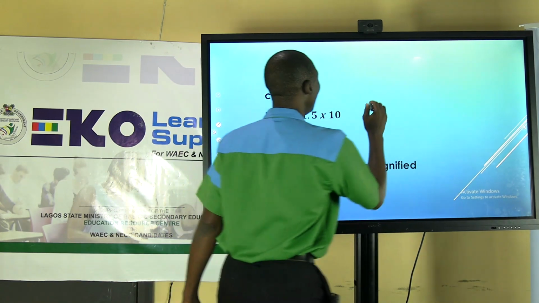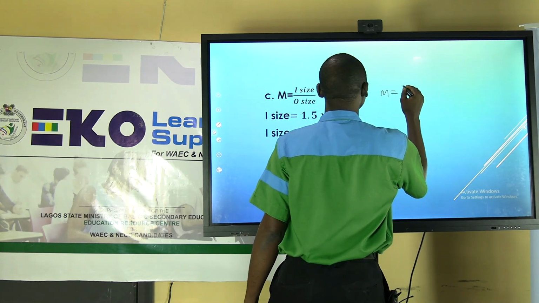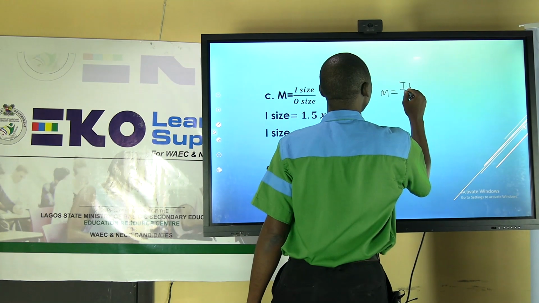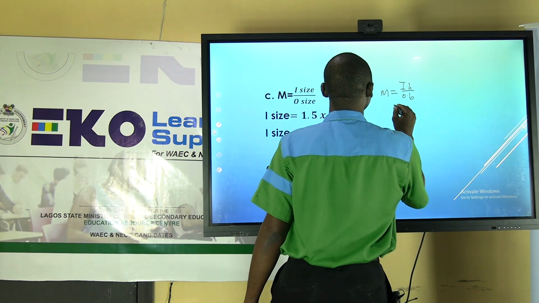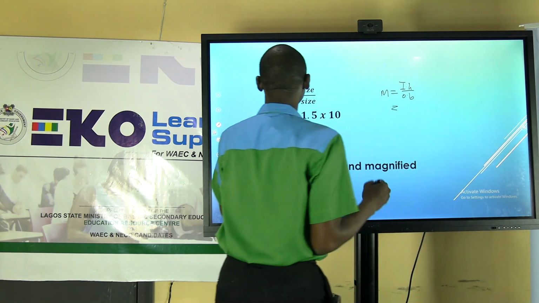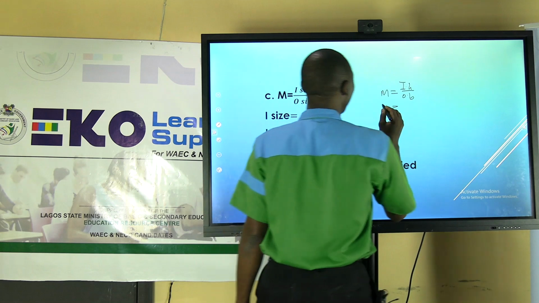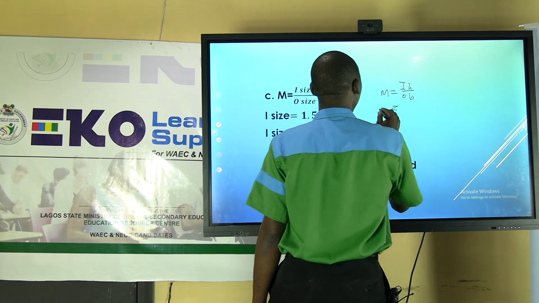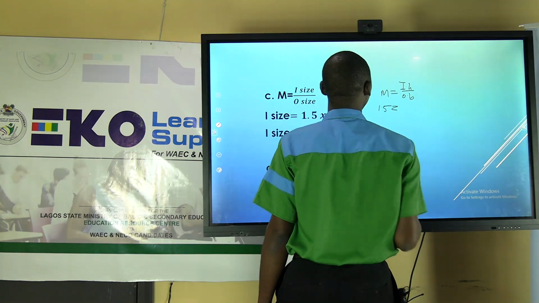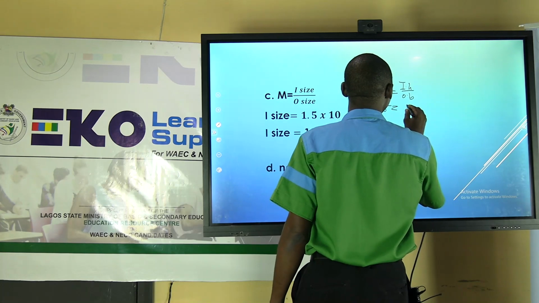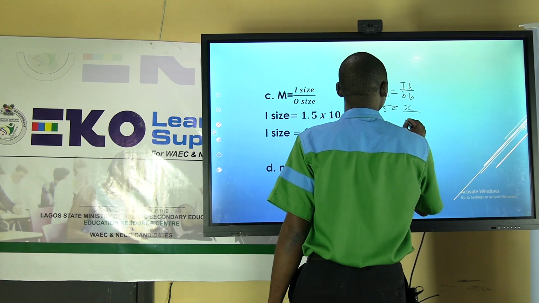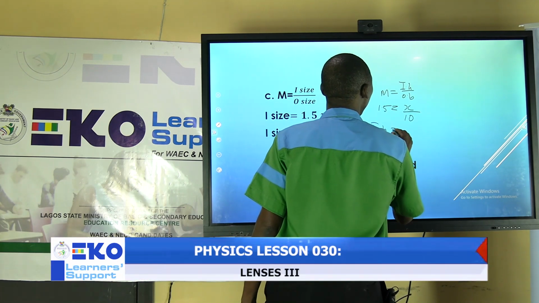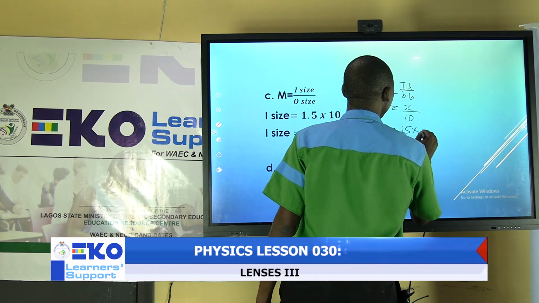Now for image height, you know that our magnification equals image height over object height. We have been given our magnification, which is 1.5. We don't know our image height; that's what we are asked to look for. But our object height happens to be 10.